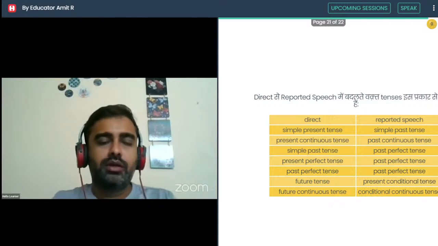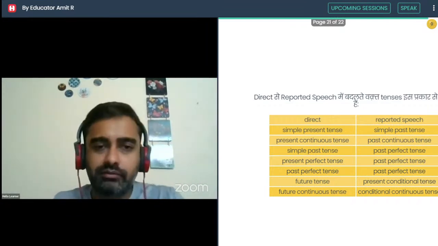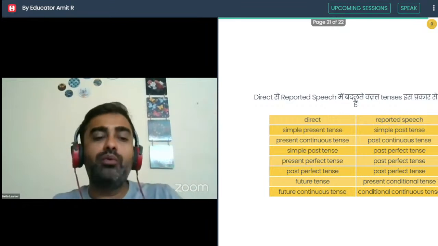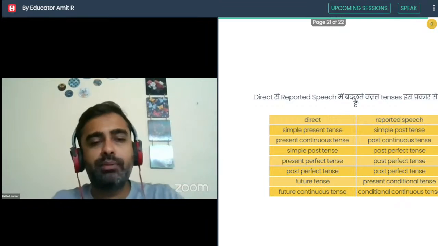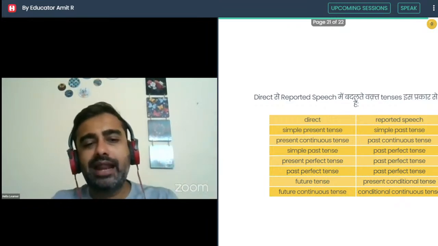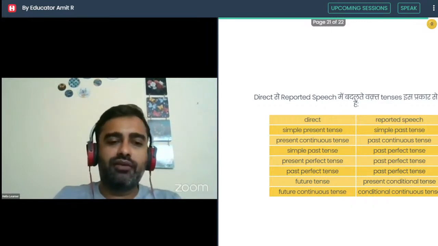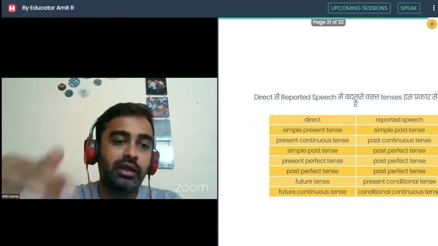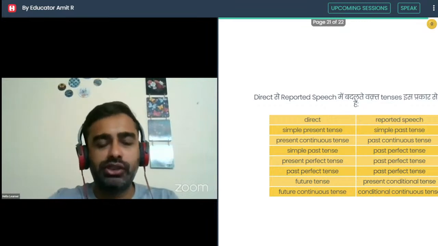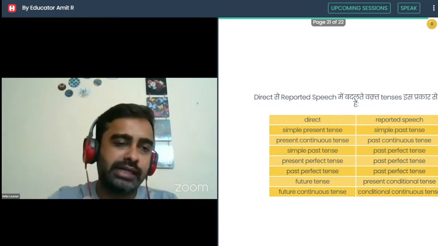What does this mean? For example, he said, "I will be using the bike next Friday." This will become: he said that he would be using the bike next Friday. Got it? So "will be using," the future continuous, will become the conditional continuous. Generally, future continuous sentences are not very common.